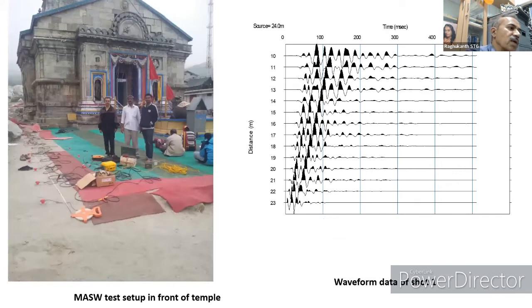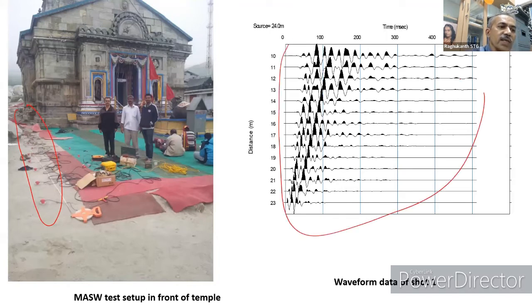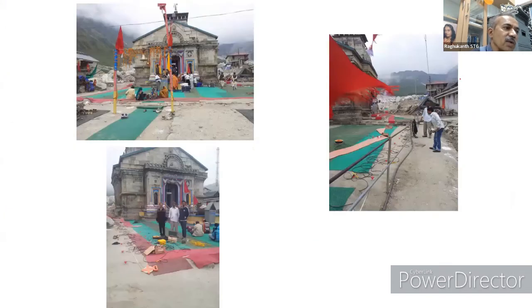You can see these are all our geophones, and this is the temple in 2014. We put up a setup, hit with the hammer, and get all the recordings. Then we do this analysis, the inversion, on the front of the temple, this side of the temple, that side of the temple, and all four sides.